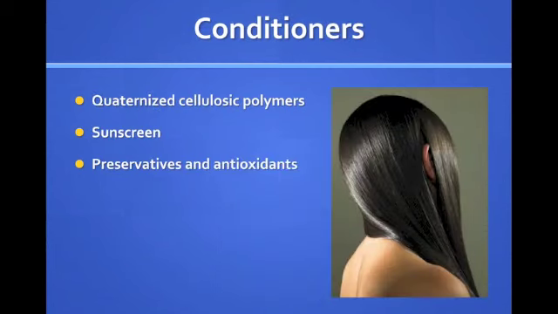So some other components in shampoos are conditioners, obviously. And the conditioners are used to help with static control. One main conditioner that is used is quaternized cellulosic polymers. Manufacturers will also use sunscreen as a type of conditioner as well. To maintain the moisture from the conditioners, they also put in preservatives and antioxidants just to lock in that moisture and make it so that the shampoo has longer shelf time.